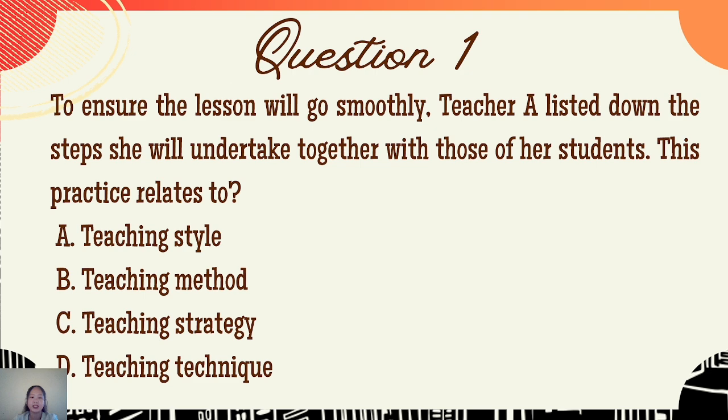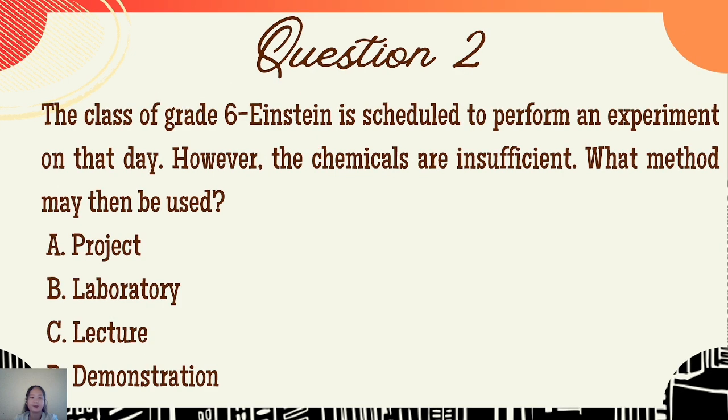So now let's proceed to question number 2. The class of grade 6 Einstein is scheduled to perform an experiment on that day. However, the chemicals are insufficient. What method may then be used? So the correct answer is letter D, demonstration. When resources are limited, a demonstration allows the teacher to perform the experiment while students observe. This ensures that students still grasp the concept even without direct hands-on experience.